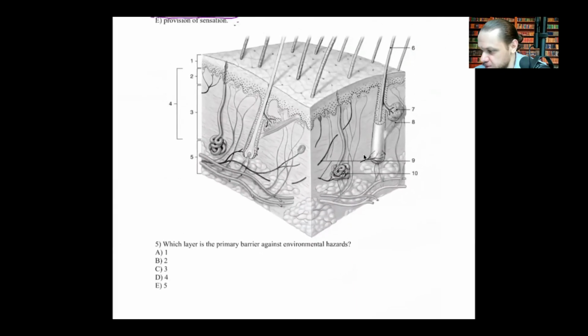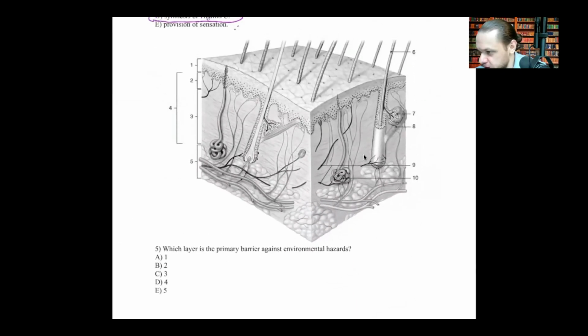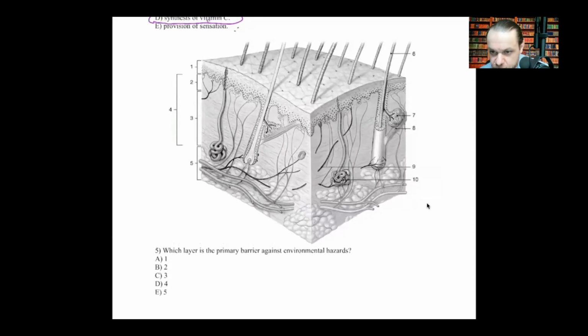Let me leave this picture up so you guys can see it. Let's do number 5. Let's do Lindsay. Which layer is the primary barrier against environmental hazards? A. The epidermis. Yeah, that is correct. Epidermis is the first layer. A is the correct answer, right? This is the layer.